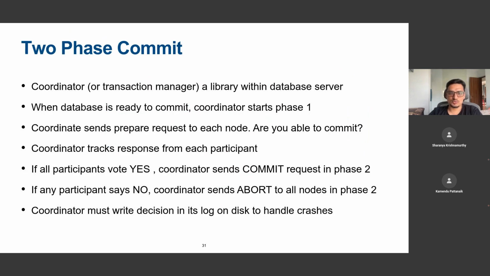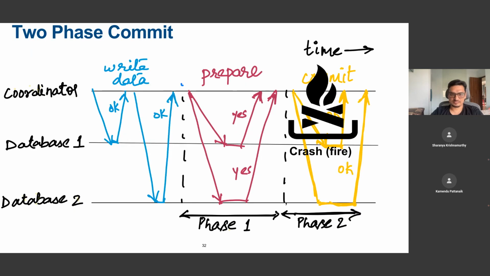So this is pretty much what I explained earlier. The coordinator could be a library within the database, or could be a separate process. When the database is ready to commit, the coordinator starts phase 1. The coordinator sends a prepare request to each node. Are you able to commit? The coordinator tracks responses from everyone. If everyone says yes, commit. Otherwise, even if one says no, abort, right? And the coordinator must write down the decision in its log on the disk to handle crashes, so that when it is recovering after writing this decision, at any point of time, it knows where exactly it is.